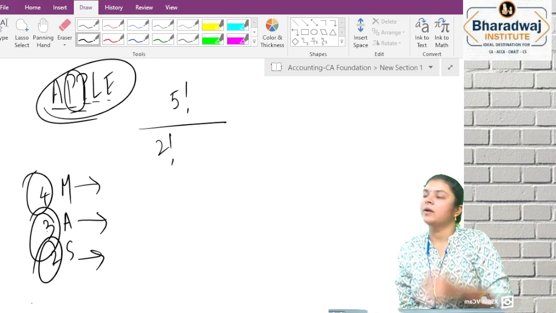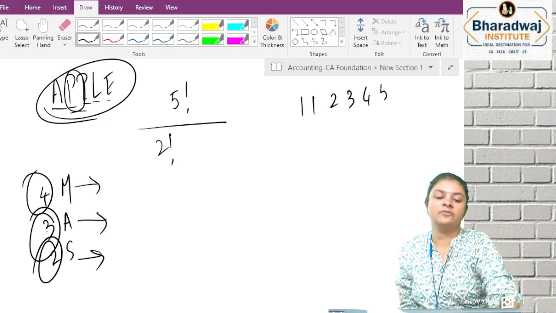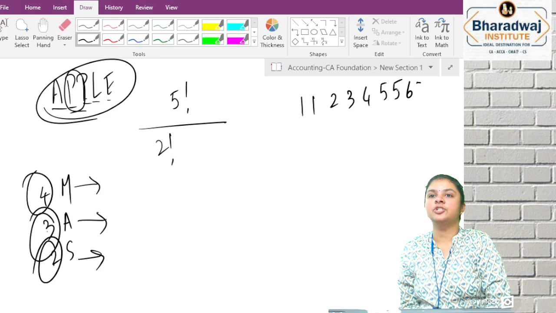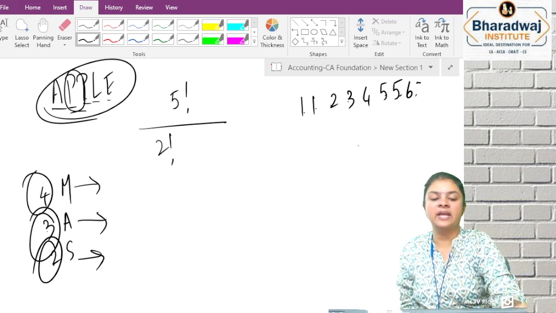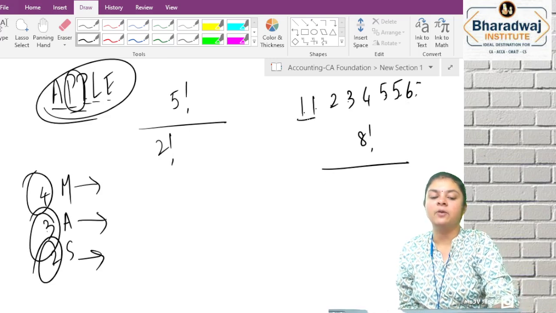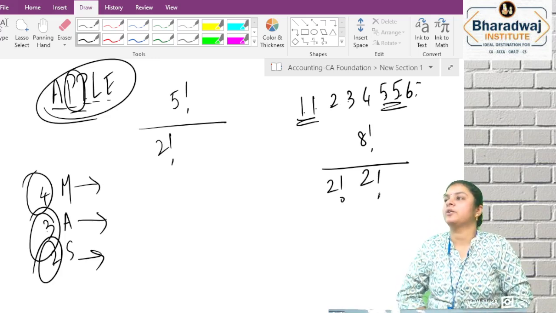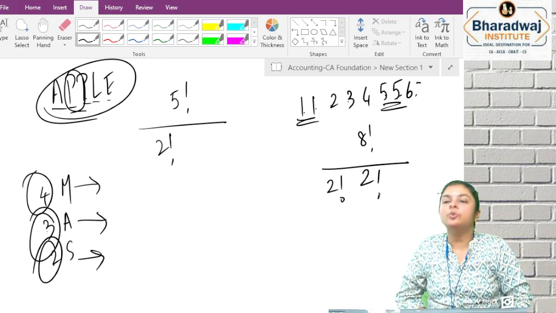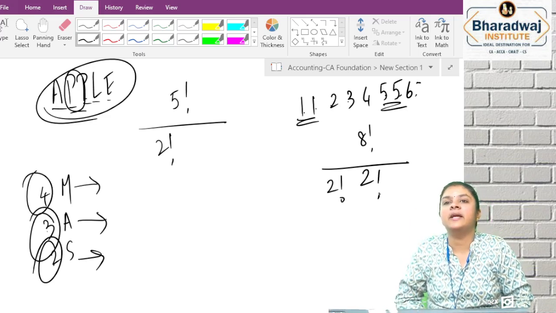Okay. Another example. The digits 1, 1, 2, 3, 4, 5, 5, 6 are arranged. Find the number of arrangements. 1, 2, 3, 4, 5, 6, 7, 8. 8 factorial by 1 is repeated twice, 2 factorial. 5 is repeated twice, 2 factorial. So the question will not mention duplication. You have to see the question to find that there is duplication and divide by the number of duplications factorial.